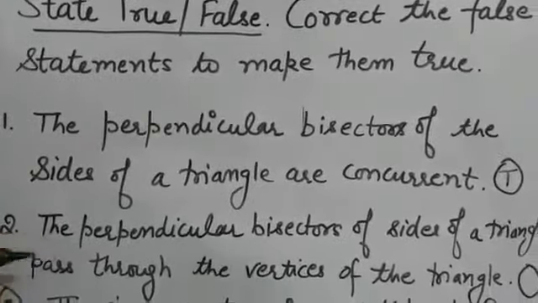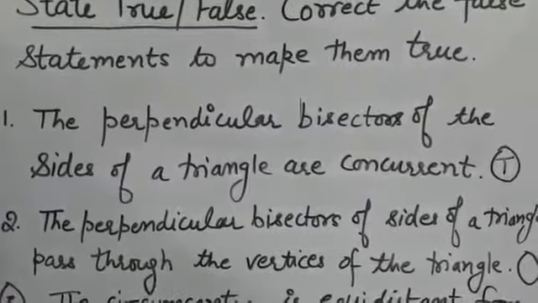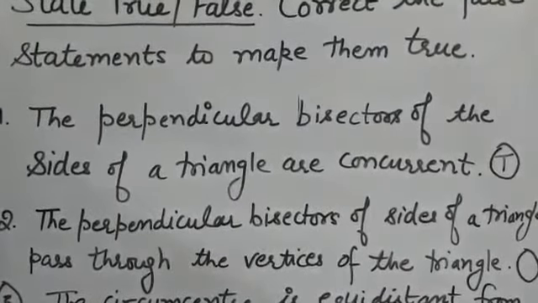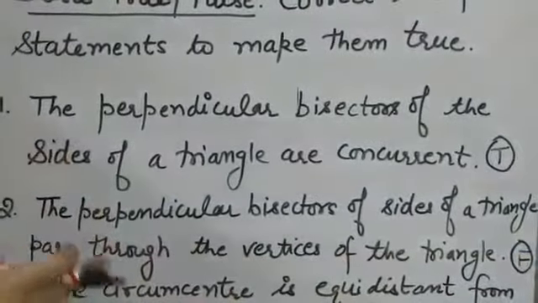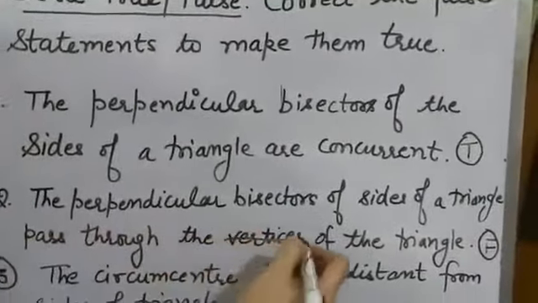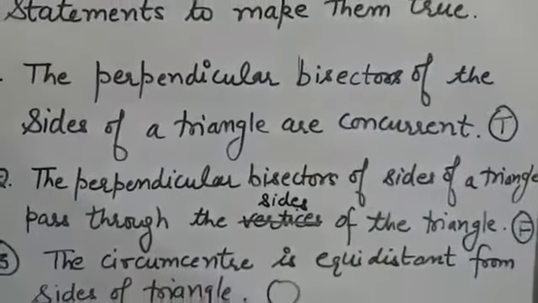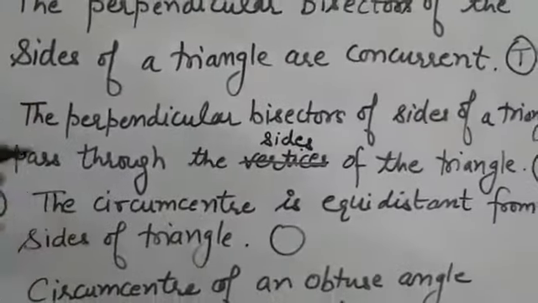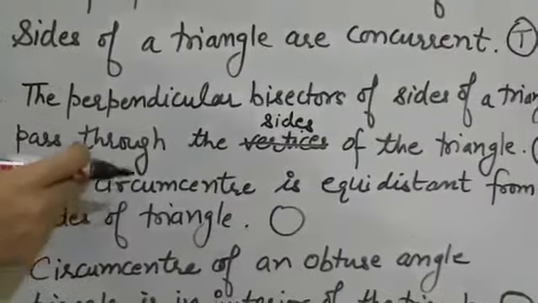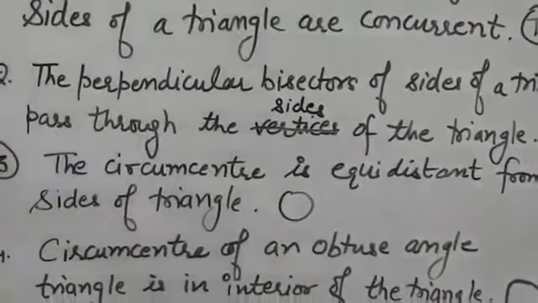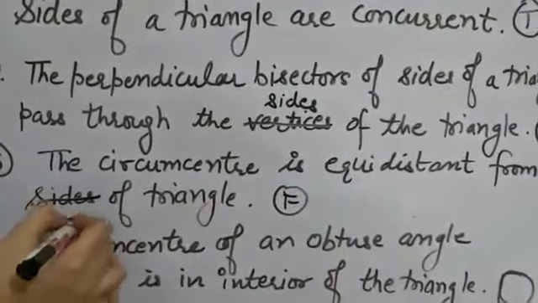Next, the perpendicular bisectors of the sides of the triangle pass through the vertices of a triangle. Recall? No, this is false. The perpendicular bisector of a triangle passes through the sides. Cutting vertices, what we have to write? Sides of the triangle. The circumcenter is equidistant from the sides of the triangle. Is it true or false? This is false. It is equidistant from the vertices.